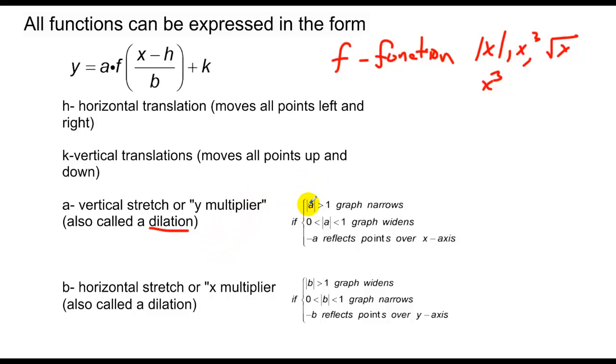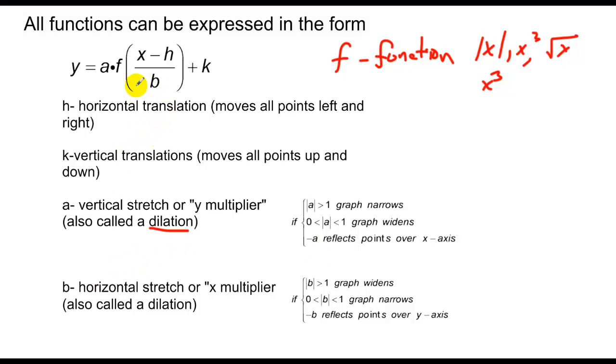If the absolute value of A is greater than 1, then the graph's going to narrow. It's going to get leaner, if you will. If the absolute value of A is between 0 and 1, the graph gets kind of pushed down. It gets squished or widens. And then like we just talked about, if the A value is negative, it's going to reflect points over that x-axis.